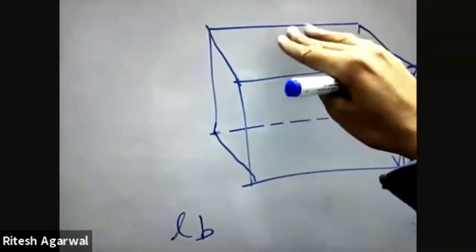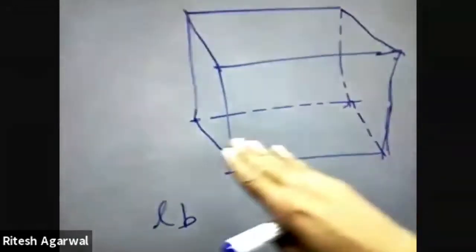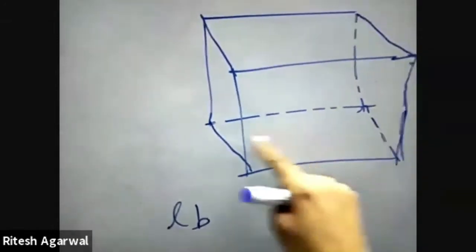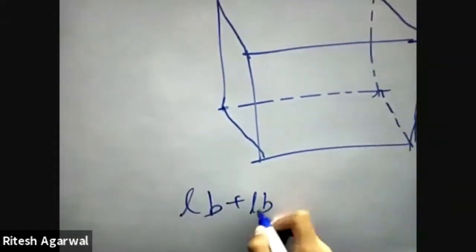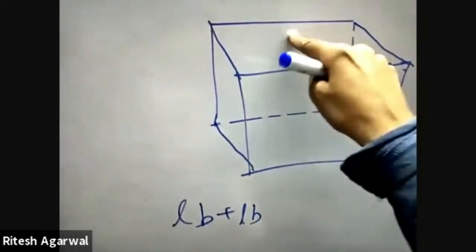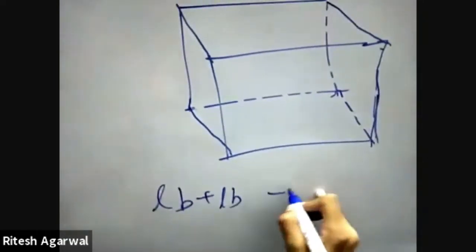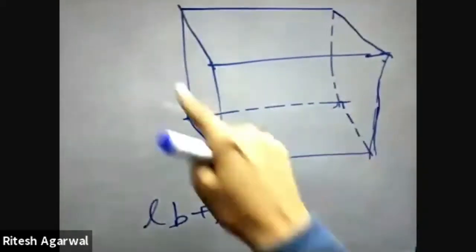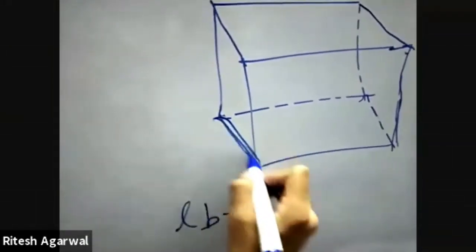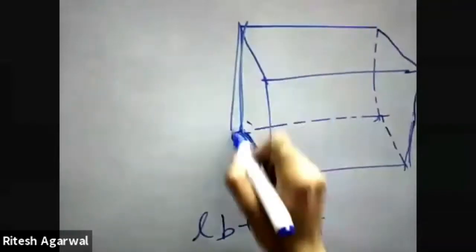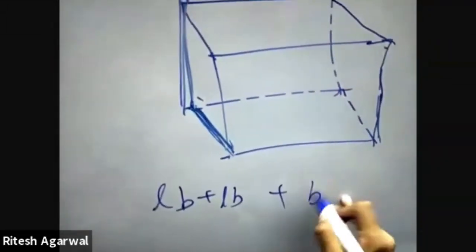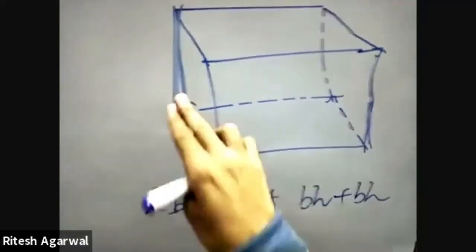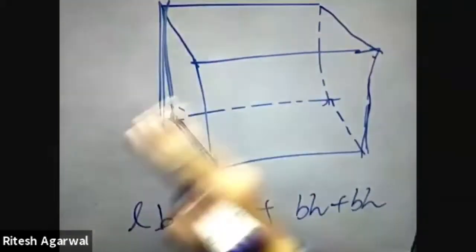The area of the surface which is exactly opposite to this, which means at the bottom, will have the same dimension. If this is length into breadth, the area of this will also be length into breadth. So we have 2 length into breadth. Plus, now let us look at the area of this surface and this surface. The area of this rectangle will be breadth into height, and the area of this rectangle will again be breadth into height, because these 2 rectangles are equal as they are diametrically opposite.